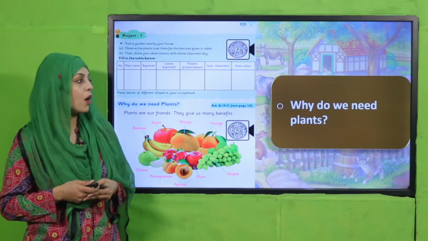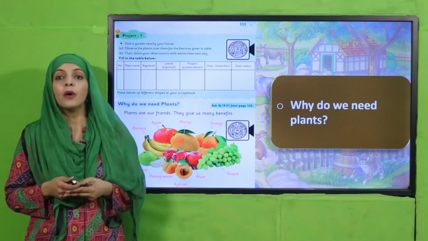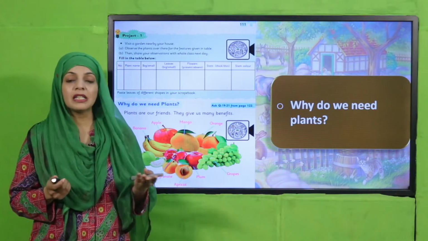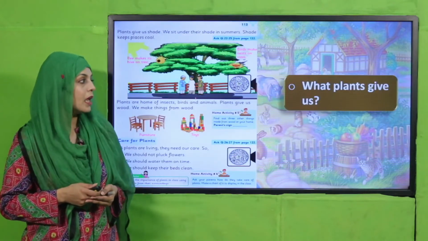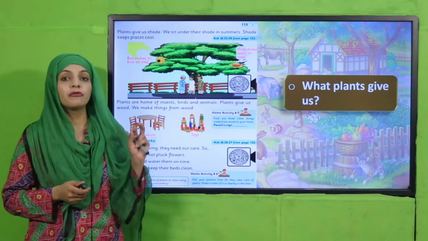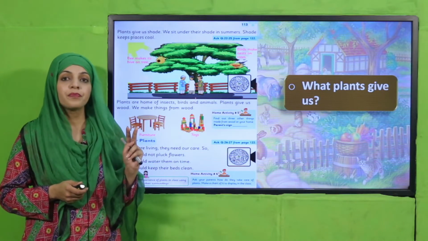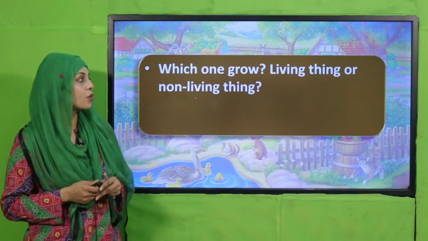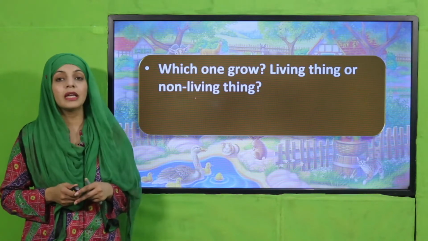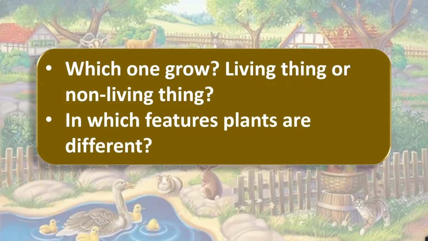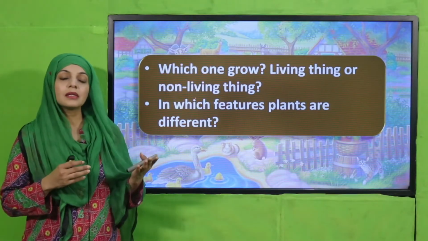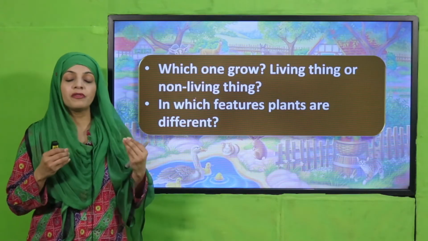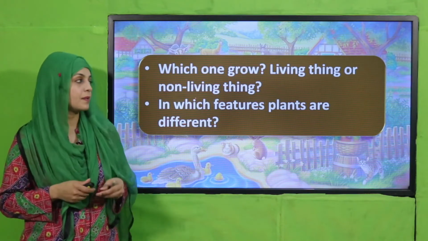Okay, so why do we need plants? We need plants for food, vegetables and fruits. Then what do plants give us? They provide us with food, shelter and shade. Okay, now is the time for evaluation. Which one grows, living things or non-living things? Only living things can grow. So in which features are plants different? So plants are different in size, shape of leaves, color and flowers.